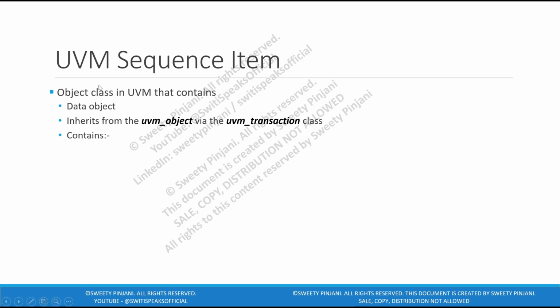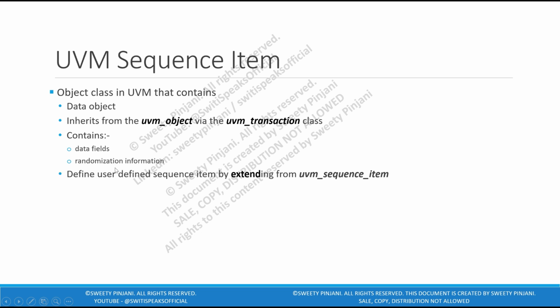What does your sequence item contain? It contains data fields. This is the information which we need to drive the DUT. And also the randomization information, how these data fields are going to be randomized. You can create a user defined sequence item. How? By extending it from the UVM sequence item class. UVM sequence item is an inbuilt class provided by UVM. You can create your own user defined sequence item by extending from UVM sequence item.